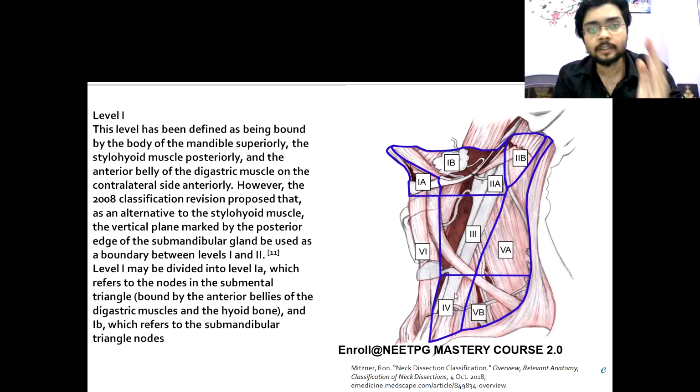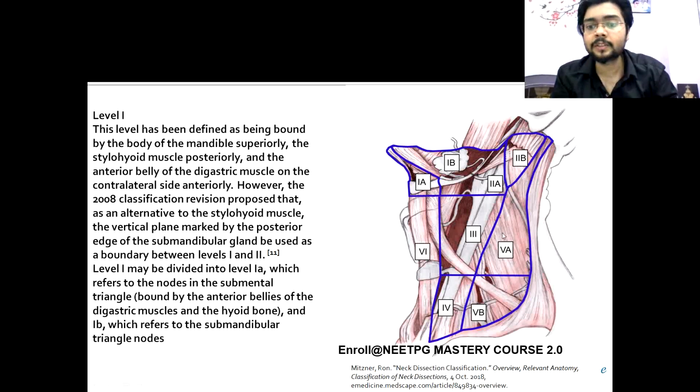Level 4 in a similar way: upper border is lower border of the cricoid, lower border is our clavicle, anterior is the same, sternohyoid, and posterior is the same, posterior border of the sternocleidomastoid. Now moving to level 5. Anterior border will be posterior border of sternocleidomastoid, and posterior border will be, now here the trapezius muscle comes. So posterior border is the anterior border of the trapezius muscle.